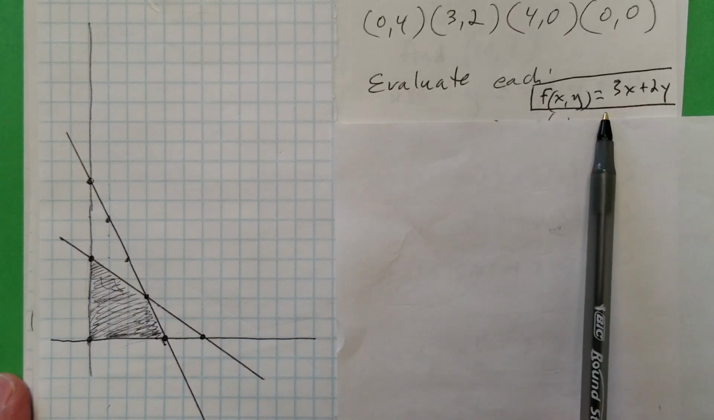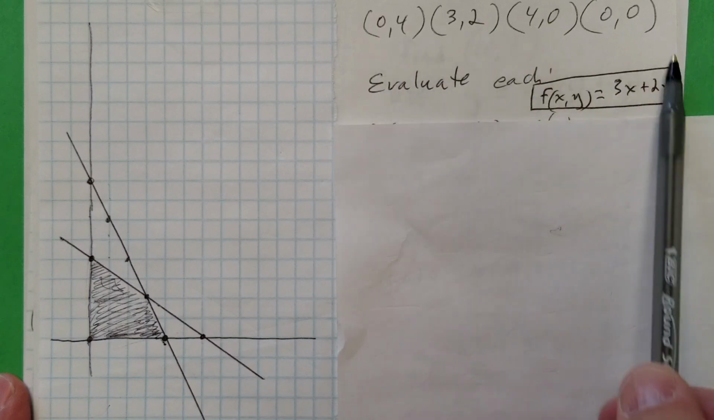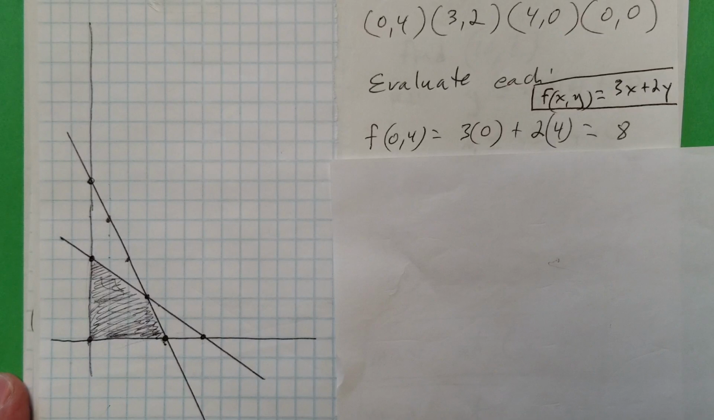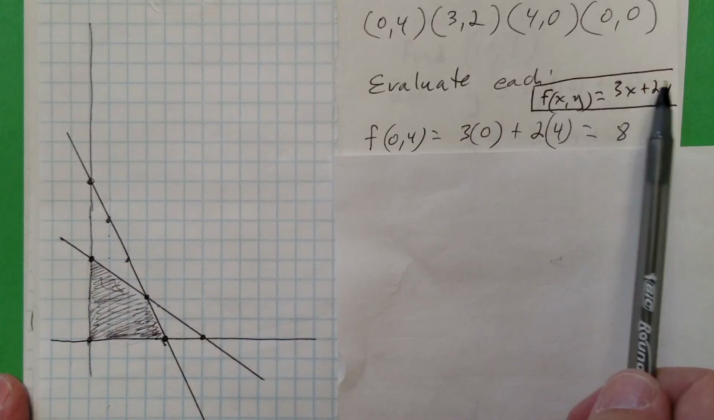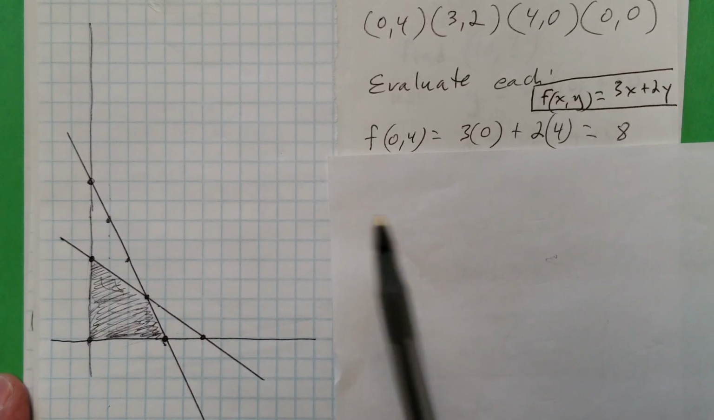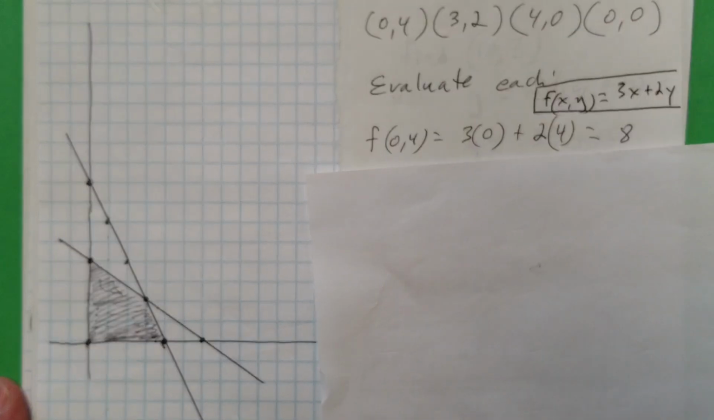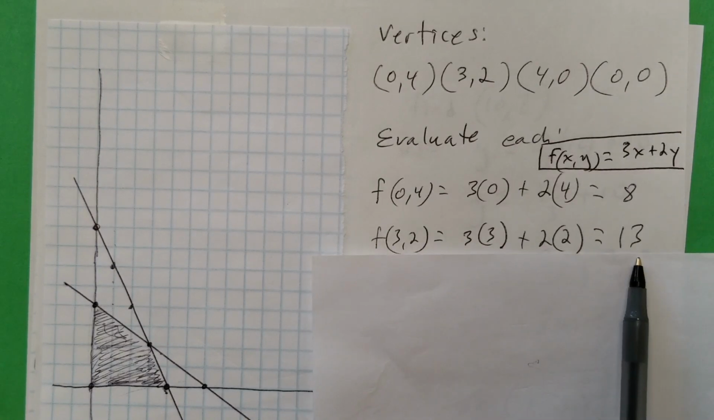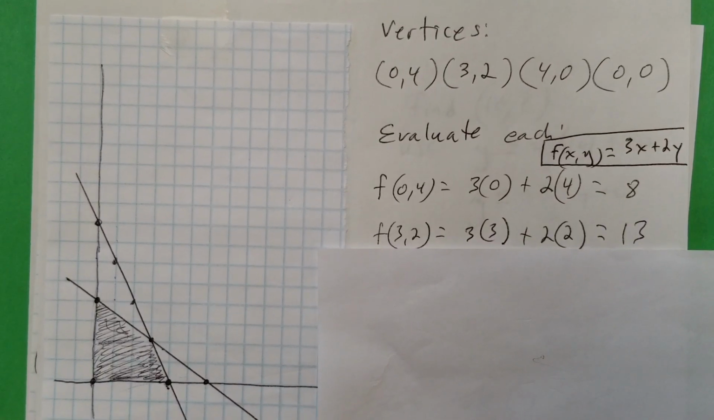This is the original function, right? This is what we started with. So the x and y, I'm going to plug in these x's and y's one at a time here. Let's do the first one, 0, 4. What is f of 0, 4? If I plug in 0, 4 in here, what do I get? There's x, there's y. Oh, I get 8. So this corner gives me 8. Let's do the next corner. Let's do 3, 2. What is that corner going to give me? Well, I plug in 3, 2, and I get 13. Wow, that's even bigger, right? Let's do all of them.